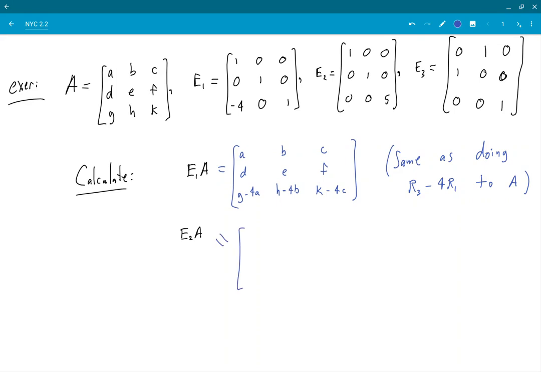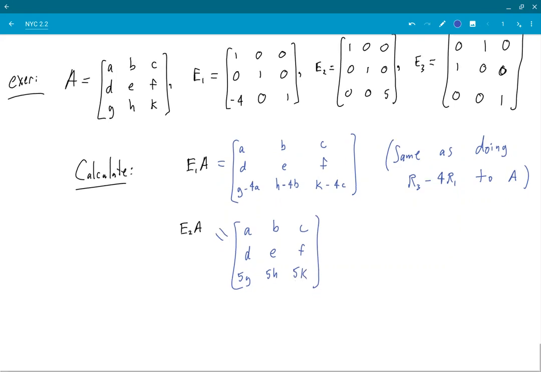Okay, what about the next one? E2. What happens with E2? Looks like it's a scaling, isn't it? You're multiplying the last row by 5. 5G, 5H, 5K. This is the same as doing 5 row 3, A.